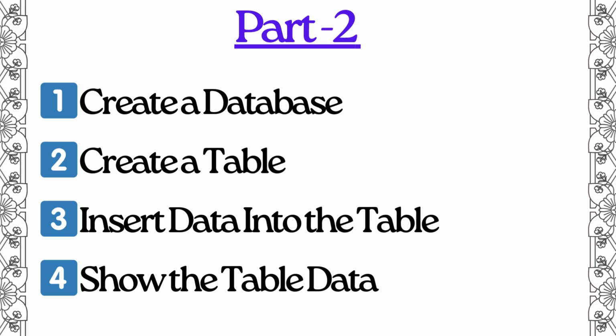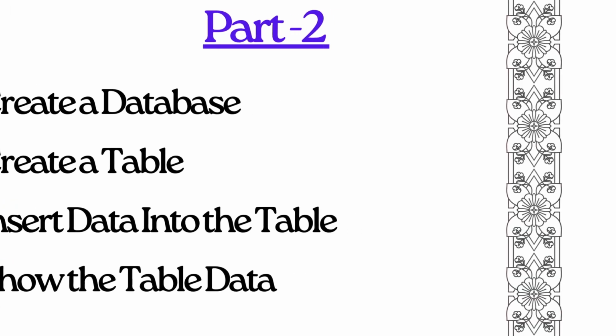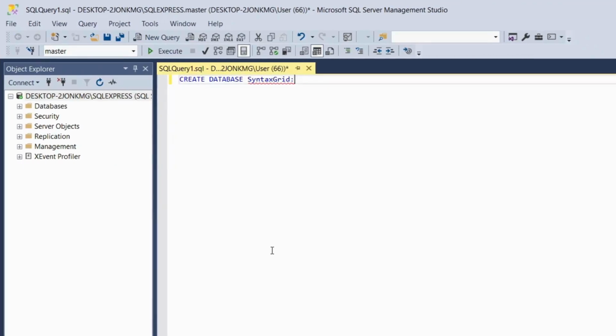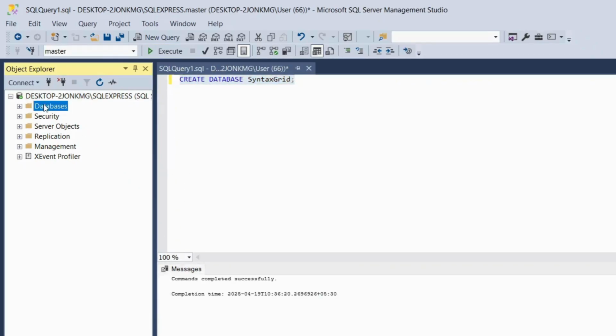Next step, let's try some basic SQL queries in SSMS. We'll go through 4 simple steps: creating a database, creating a table, inserting data, and retrieving it. Now, create a database. This command creates a new database named SyntaxGrid. It's like making a folder where we'll keep all our tables and data.